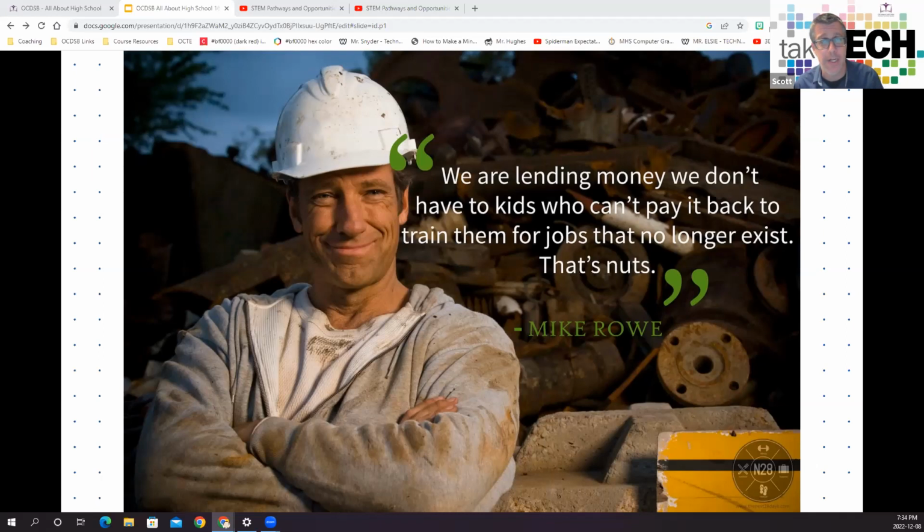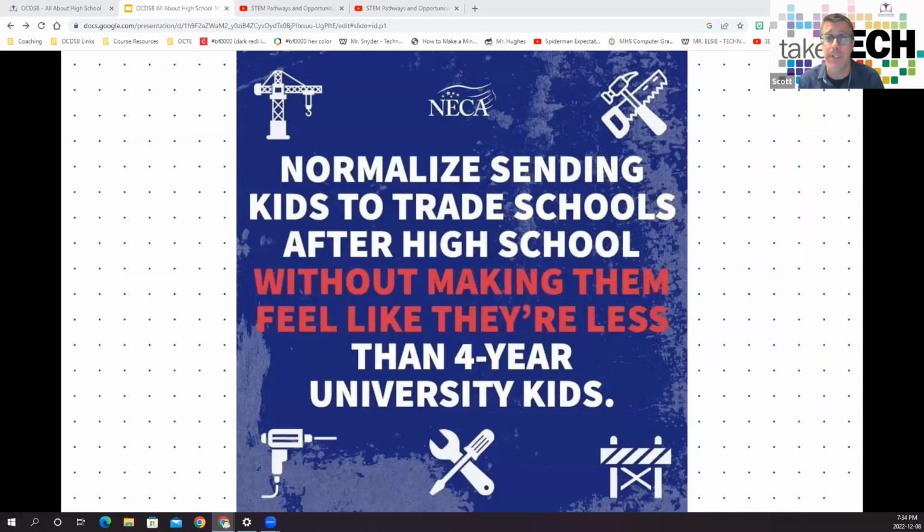I think whatever path a student chooses is what's right for them, whatever the pathway is. So what I just ask, when students are thinking about trades and technology, this is the slide I really believe in: normalize sending kids to trade schools after high school without making them feel like they're less than four-year university kids. I think it's really important that if a student decides that trades and technology is the route they want to go, whether that's soft tech, computers, or hard tech, more the construction side of it, we need to really encourage that. And I think the pandemic has shown us that it's these jobs that are very, very necessary and needed.